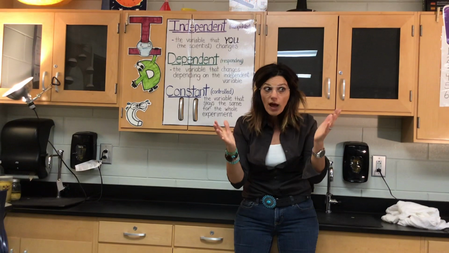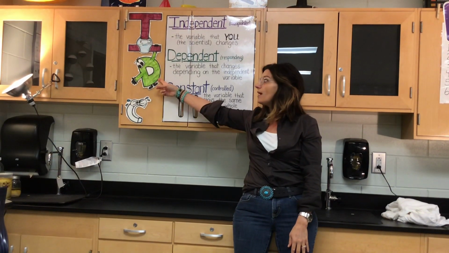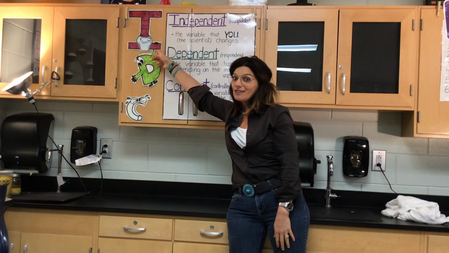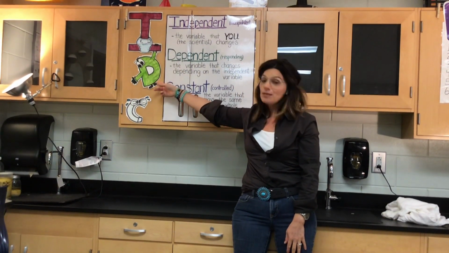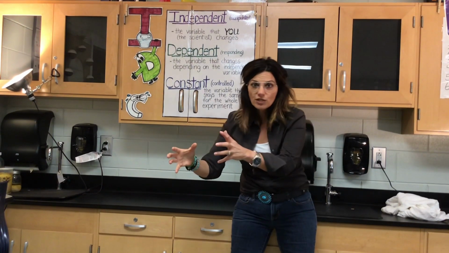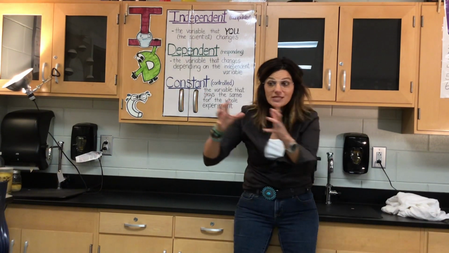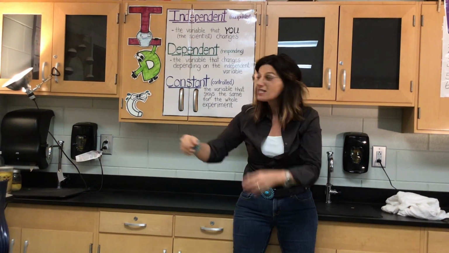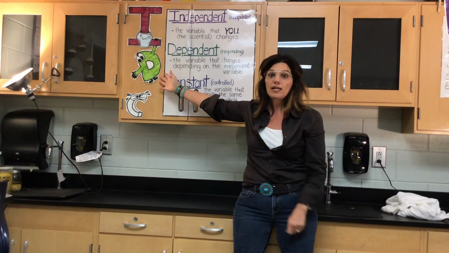Can I control how fast they grow? No. That's going to be dependent on how much sunlight they get. So the amount of growth is going to be the dependent variable. The independent variable is what you change. The dependent variable is what's going to happen based on where it is or where the location is. It's basically your data, what you're going to measure, the numbers you're going to be writing down.